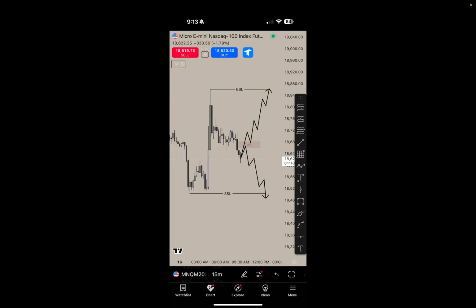Do you guys all understand this second example? Use any significant wicks as a significant liquidity pool.